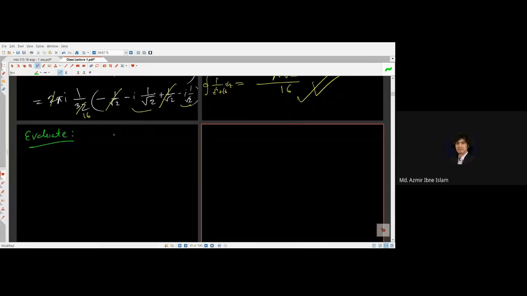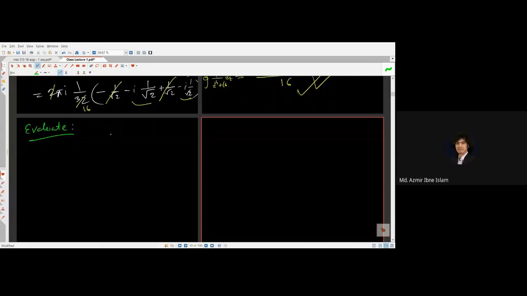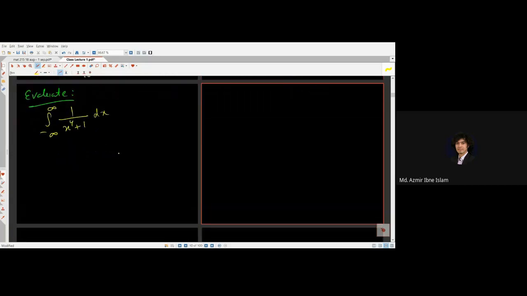Let's say we have an improper integral from negative infinity to positive infinity of 1 over x to the power 4 plus 1 dx. Okay, this one.